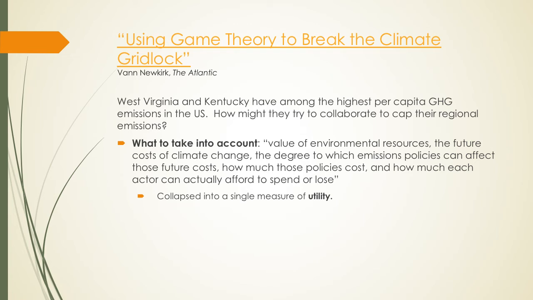To understand the potential payoffs for the two states, Newkirk proposes evaluating the value of environmental resources, the future costs of climate change, the degree to which emissions policies can affect those future costs, how much those policies cost, and how much each state can actually afford to spend or lose. These various measures can be combined into a single measure of utility.